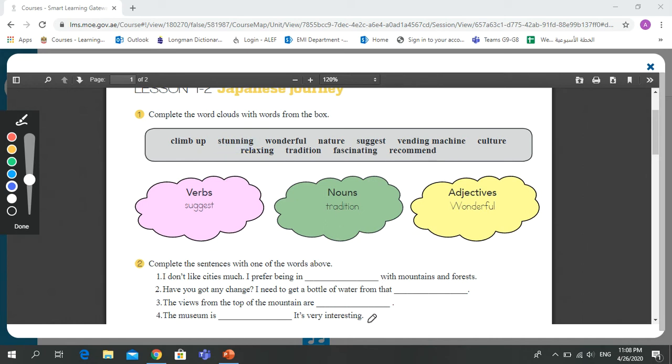Number 4. The museum is. It is very interesting. The museum, which is a place for holding old things, like the Museum of Al-Ain. You can see old tools, old arms, old pictures in the museum. So we need here an adjective to describe the museum. Very good. It is wonderful. Or we can say it is fascinating. Both are correct.